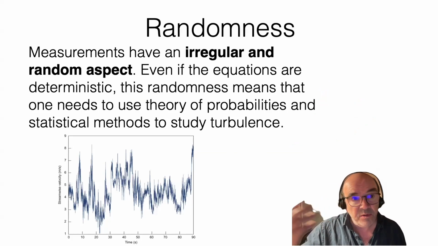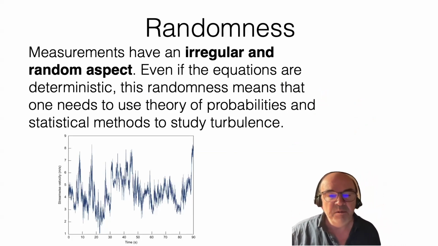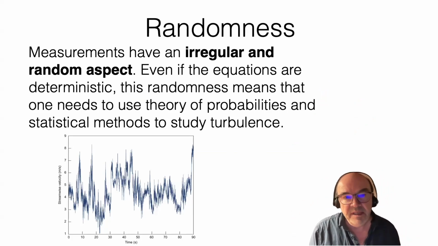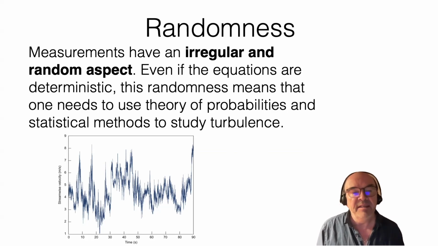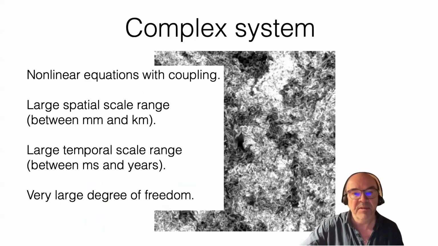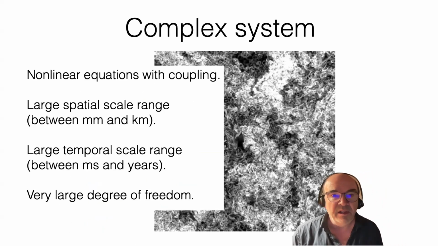You have randomness, so it means that even if there is no randomness inside the equation, the solutions seem irregular. They have a random aspect. Here you can see a graph showing high frequency measurement of the velocity of the atmosphere at a given point, and we can see that it's really irregular. It has a random appearance. And so it means that we need to use the theory of probability and statistical methods to study turbulence. So it's a typical complex system.